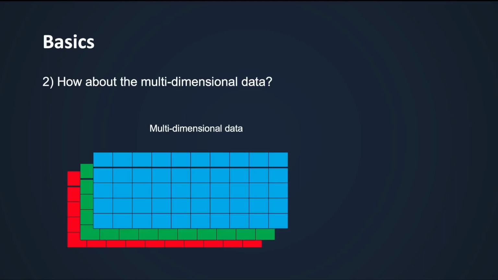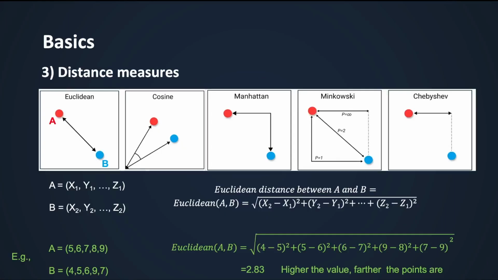Can we perform clustering on the multi-dimensional data? Unfortunately, we cannot perform clustering on the multi-dimensional data. Clustering algorithms, especially centroid-based clustering algorithms such as k-means, use distance measures to determine the similarity between the objects in the given data. Thus, it is important for us to know the popular distance measures.